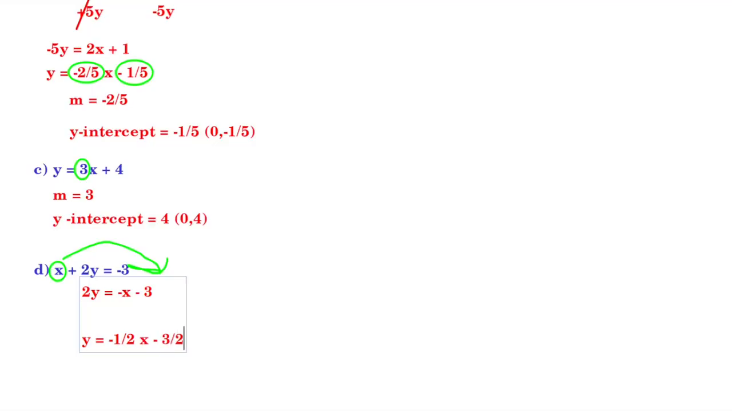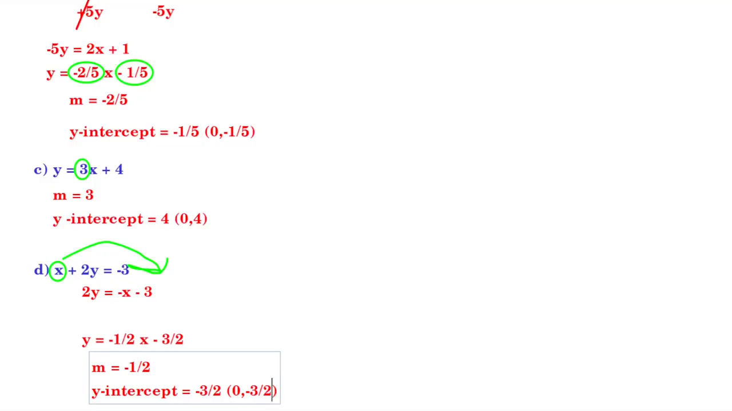Now, what's the gradient from this line? The gradient m is equal to negative 1 on 2. And what's the y-intercept? The y-intercept in our case is just negative 3 over 2, and as a coordinate that can be written as (0, negative 3 over 2).